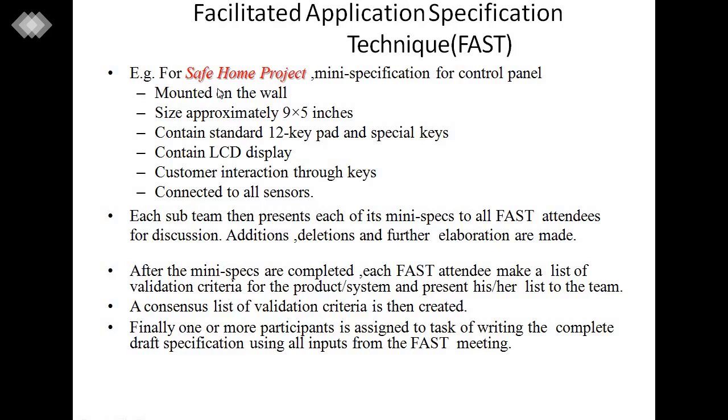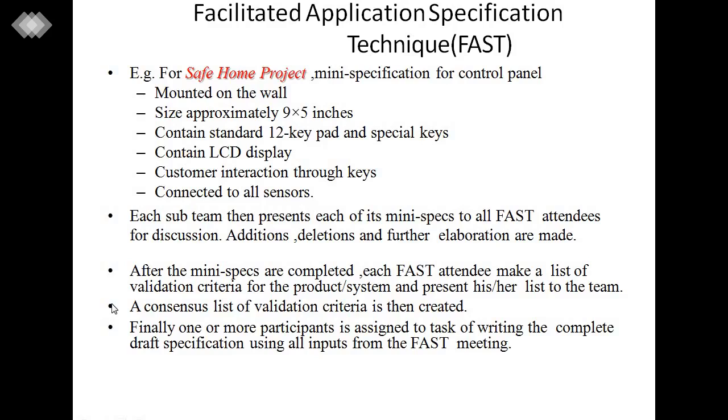So let's take an example of the SafeHome project, which is based on the FAST technique. The minimum specification for the control panel: it will be mounted on the wall, of a specified size, following some standards, with special keys or keypads, an LCD required, customer interaction through keys, and connection to all sensors. Each sub-team presents its minimum specifications to the FAST attendees for discussion. Addition, deletion and further elaboration are made. So this example is based on the FAST technique.